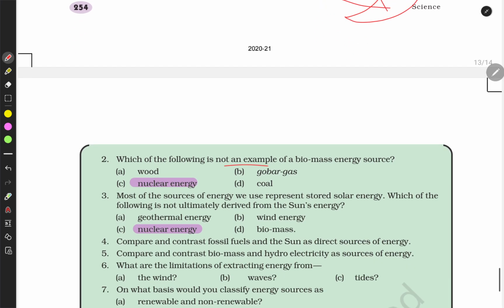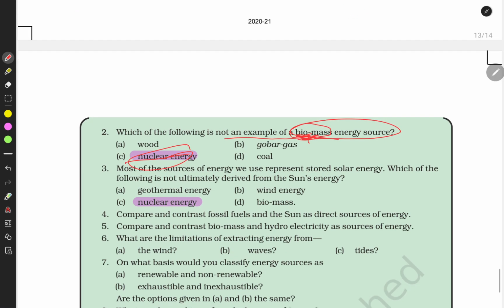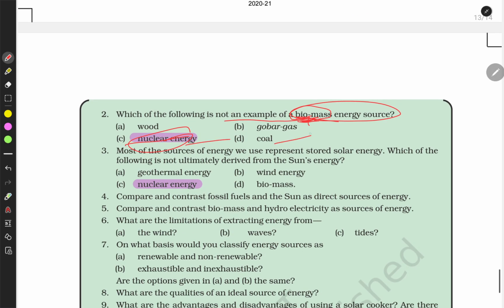Which of the following is not an example of gobar biomass energy? Biomass is energy from living plants and animals which are dead now, coming from living things, either plants or animals. Nuclear energy is another type of energy which is not here. Coal, gobar gas and wood are biomass. Here we are combining the atoms. There is no role of bio here. Bio means living.